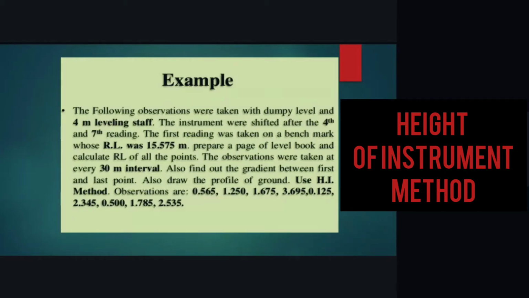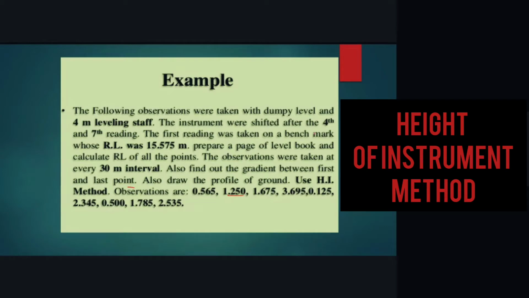Then what we have to do is prepare the level book and calculate the reduced level of all the points. The observations were taken at every 30-meter interval. Also find the gradient between first and last point. Also draw the profile of ground. Use height of instrument method. And the observations were 0.567. These were the readings which were taken at different intervals.